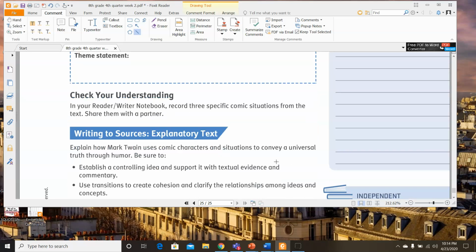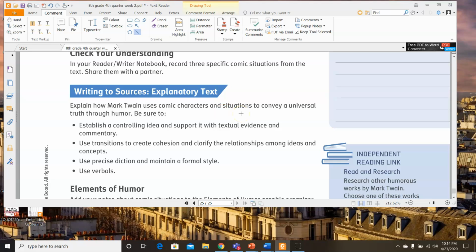Now, for the writing to sources part, explain how Mark Twain uses comic characters and situations to convey a universal truth through humor. So you're looking for a universal truth in that story and explaining how he uses these situations and characters in order to show that truth. You need to make sure to establish a controlling idea and support it with textual evidence and commentary. Use transitions to create cohesion and clarify the relationship among ideas and concepts. Use precise diction and maintain a formal style. And use verbals.